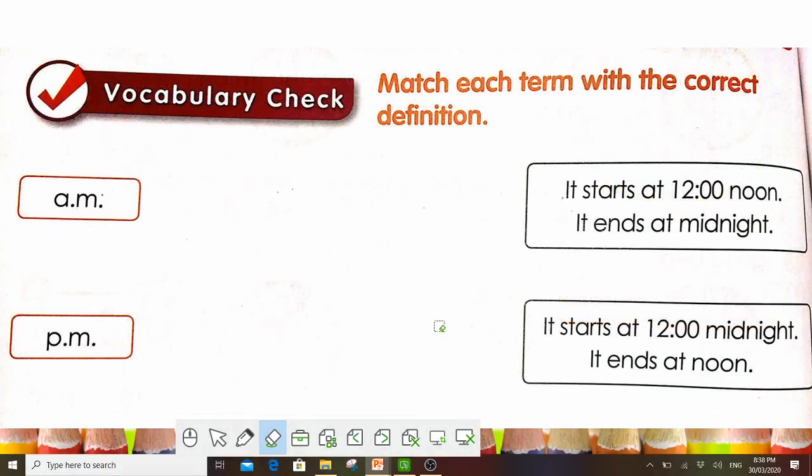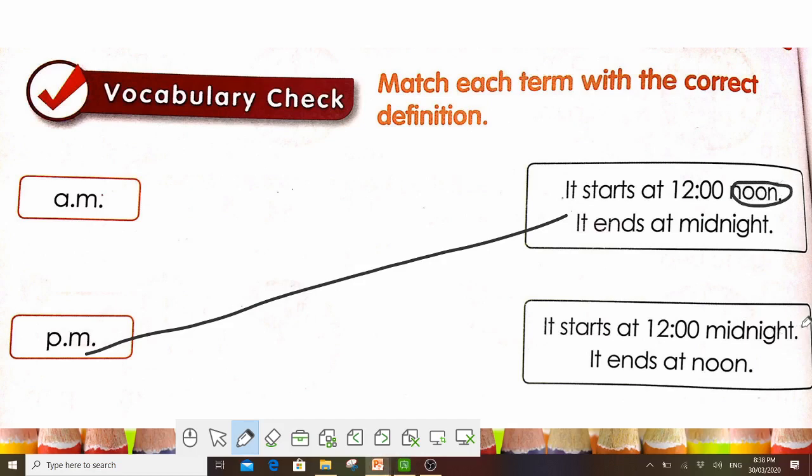Okay. Match a.m. and p.m. Let's see. It starts at 12 noon. Noon means p.m. Midnight. Midnight means a.m.